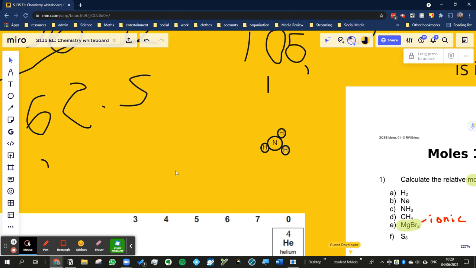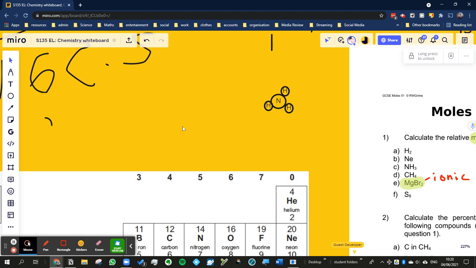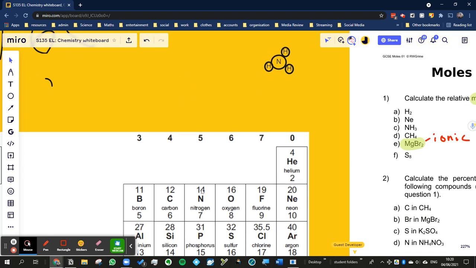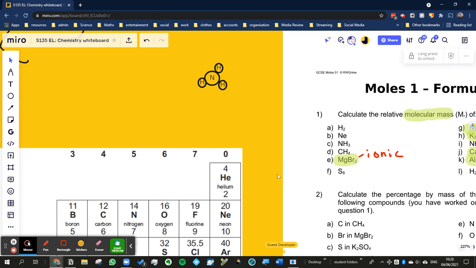So the mass of the ammonia molecule would be the mass of one nitrogen atom plus 3 times the mass of a hydrogen atom. So the mass of a nitrogen atom is 14, and the mass of hydrogen is 1, so it's going to be 14 plus 3, so 17. Oh, that's the molecular mass of ammonia, but the molar mass would also be 17, but you would say 17 grams, because the molar mass means what is the mass of 1 mole, okay?